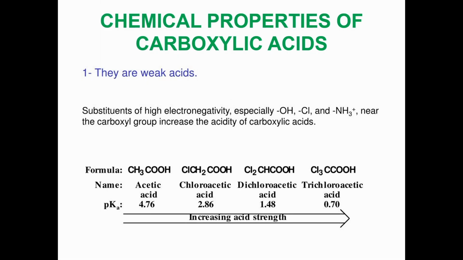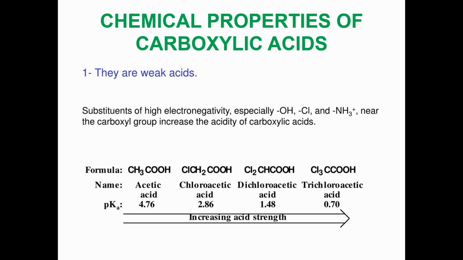Chemical properties of carboxylic acid. These carboxylic acids are weak acids. Organic acids are always weak acids. So, substituents with high electronegativity, such as hydroxyl, halogens, and ammonia, when they are close to this carboxyl functional group, they are going to increase the acidity of the carboxylic acid.